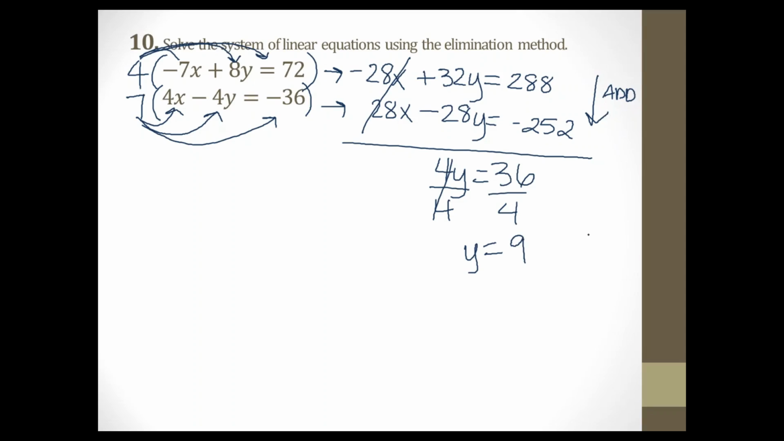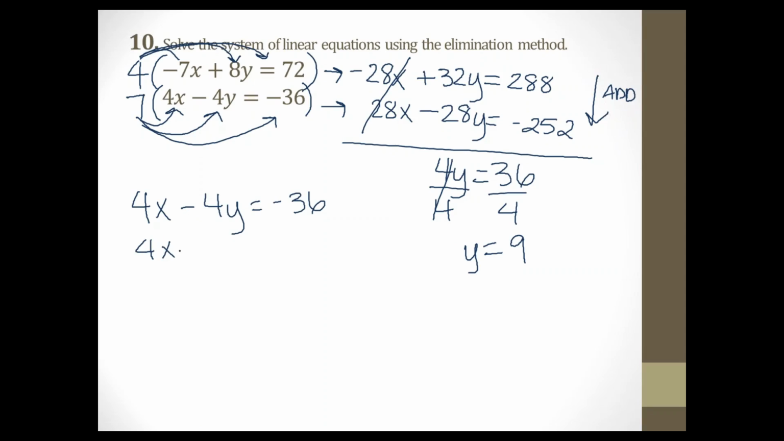I need to get the x value for my solution. So I'm going to choose one of my original equations, plug in my y value to get the x value. So I'm going to use the second equation. It doesn't matter which equation I use. I'm just choosing the second one. So let me rewrite it. 4x minus 4y equals -36. So I'm going to plug in 9 in for y.